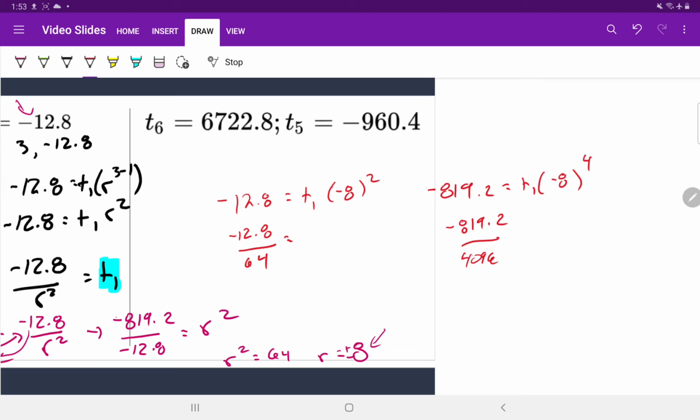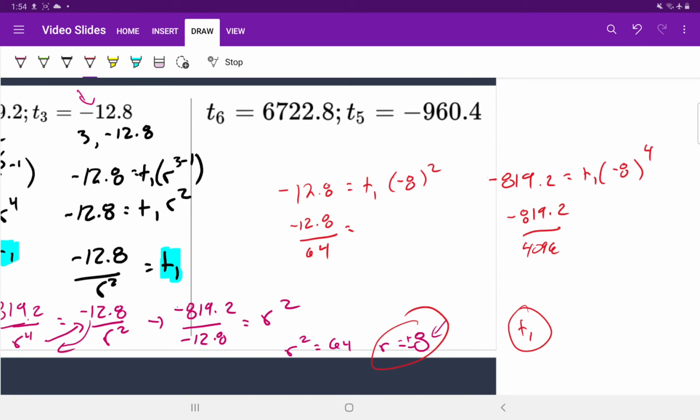And actually, this will work. Okay, yeah, so it can be either positive or negative. Look at that. I'm proving it to myself there. 12.8 divided by 64 gives me 0.2. And 819.2 divided by 4096 also gives me 0.2. So actually our R value can be positive or negative. It depends on whether we treat our first term as positive or as negative. We're not given enough information to say it's definitively one or the other.